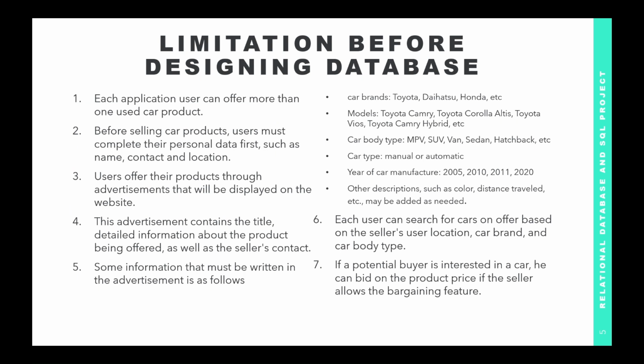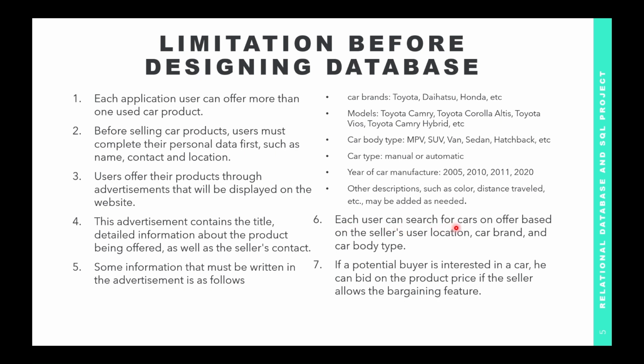These are the limitations before designing the database. First, each application user can offer more than one used car product, and before selling car products, users must complete their personal data. Users can also offer their products through advertisements that will be displayed on the website, and this advertisement contains a title, detailed information about the product being offered, as well as the price and the seller's contact. Some information that must be written in the advertisement is as follows: car brand, model, car body type, car type, year of manufacture, and other description.